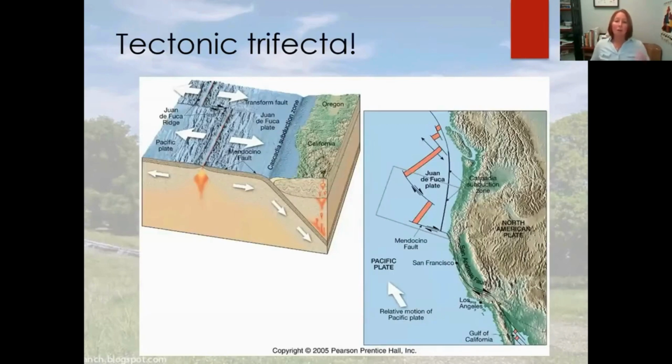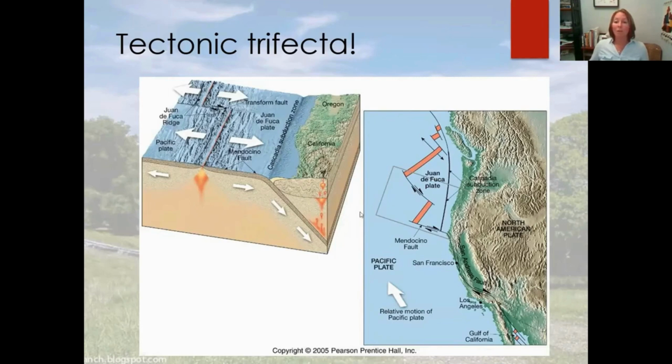All right, so California really is a tectonic trifecta. What that means is we have all three types of plate boundaries within the state of California. And I think that makes California super duper spectacular. It just happens to be where they drew the state boundaries, but we have a little bit of everything right here. And that makes us extremely geologically diverse and also very potentially dangerous.